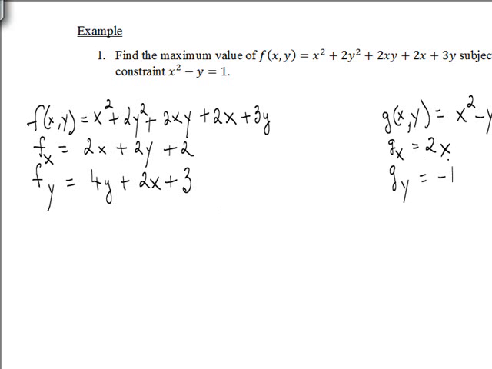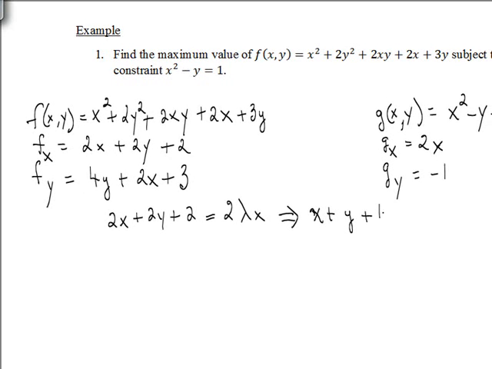Okay? Now bring in lambda, the Lagrange multiplier. So it will be f sub x, so you'll have 2x plus 2y plus 2 equals lambda times g sub x, so 2 lambda x. Okay? Now, I think we can reduce this. So divide everything by 2, make it look a little neater. So that implies that x plus y plus 1 is lambda x. Call this 1.